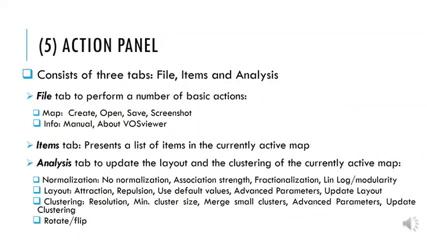The fifth panel is the action panel. This panel consists of 3 tabs: File, Items, and Analysis. The File tab is used to perform a number of basic actions. Map and info buttons can be found in this tab. The Items tab presents a list of items in the currently active map, and the Analysis tab is used to update the layout and the clustering of the currently active map. Buttons include normalization, layout, clustering, and rotate or flip.